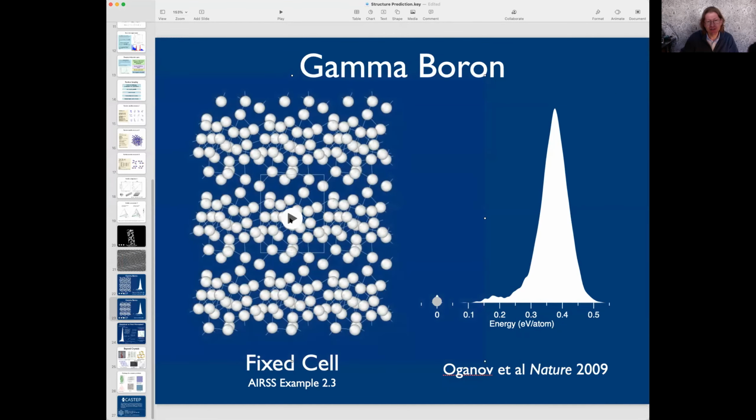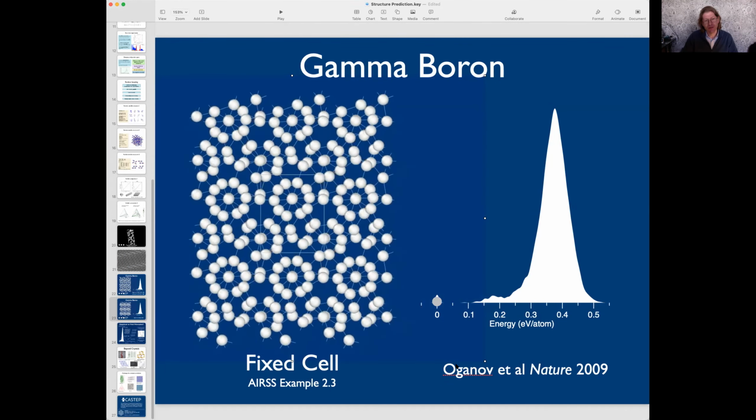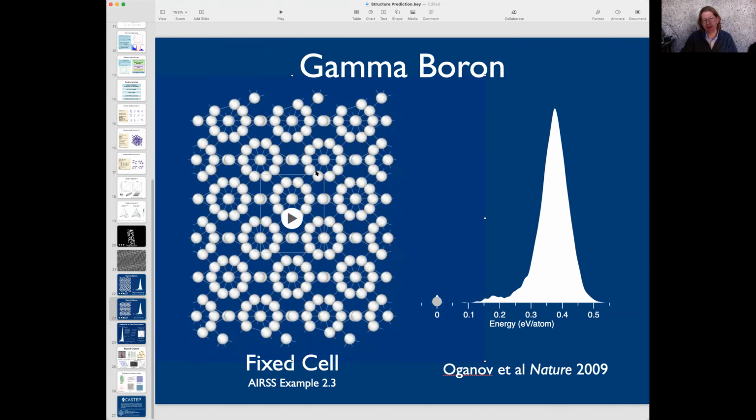Okay, so in the next page, this is a structure that's eventually going to end up at the low energy form. It forms this beautiful structure which is made up of icosahedra and dumbbells. So this was first done using evolutionary algorithms, and actually it appears to be easier to do with random structure searching than evolutionary algorithms.